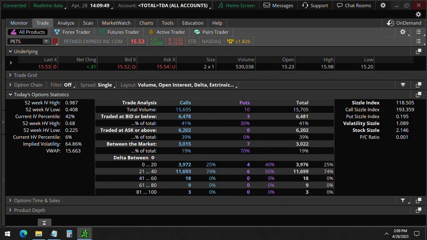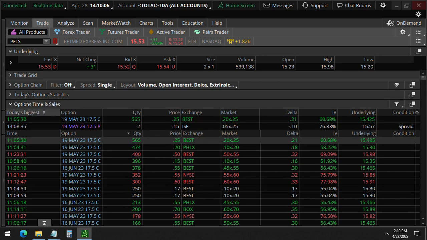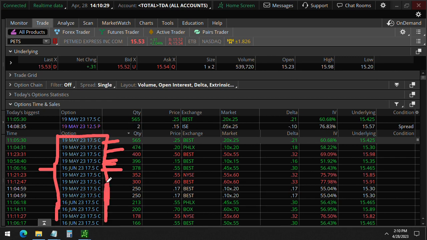So for today's option statistics, you'll see lots of calls in comparison to puts, only 10 puts for this volume today. So keep that also in mind. As we look at the unusual options here, you'll see lots of these May 19 trades. You may see a lot of call buying at the 17.5 strikes, also this June. But we'll talk about the trade that we did instead based on this activity.